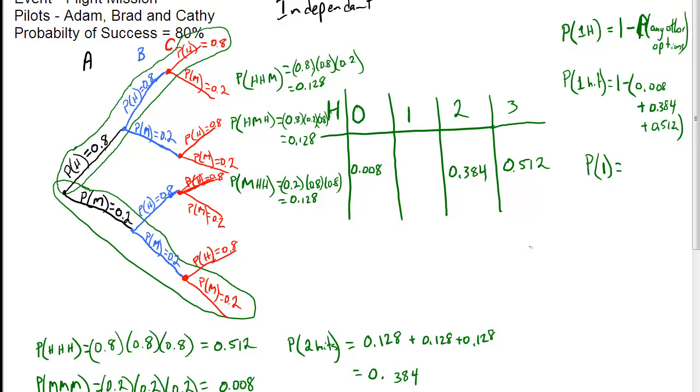And so we'll get that answer in a second. The other way to do it, of course, is just like we did here. Look at our branches. So if I'm interested now in the probability of one hit, I can have hit, miss, miss, that's in here. Hit, miss, miss. That's going to give us 0.8 times 0.2 times 0.2, which is 0.032.